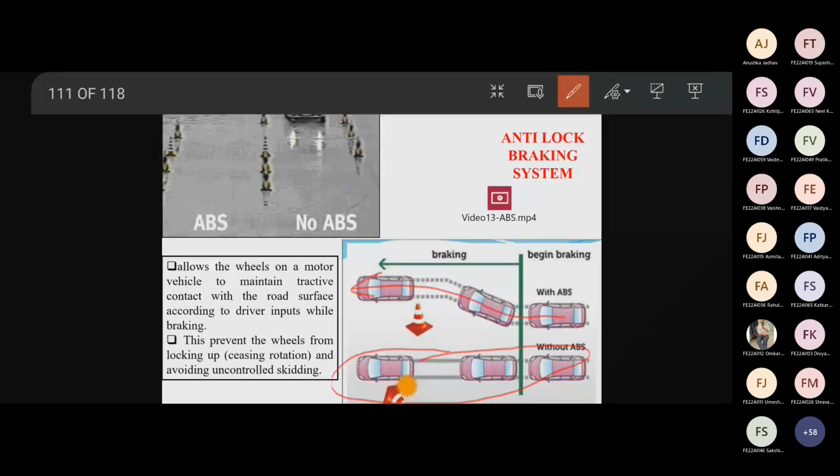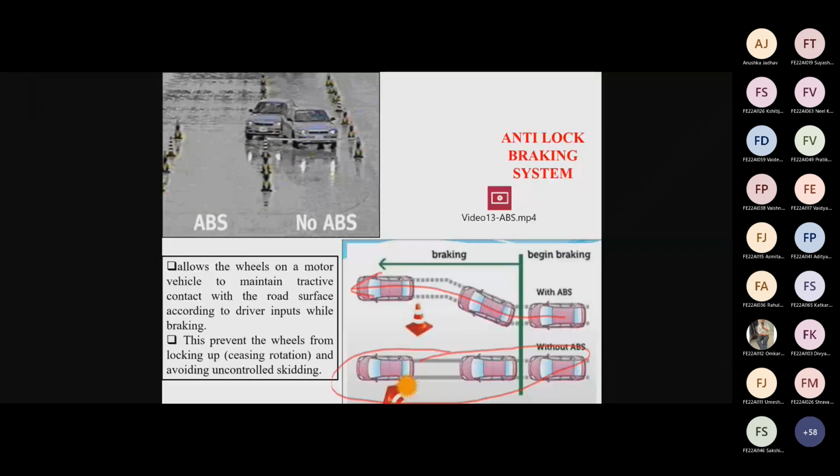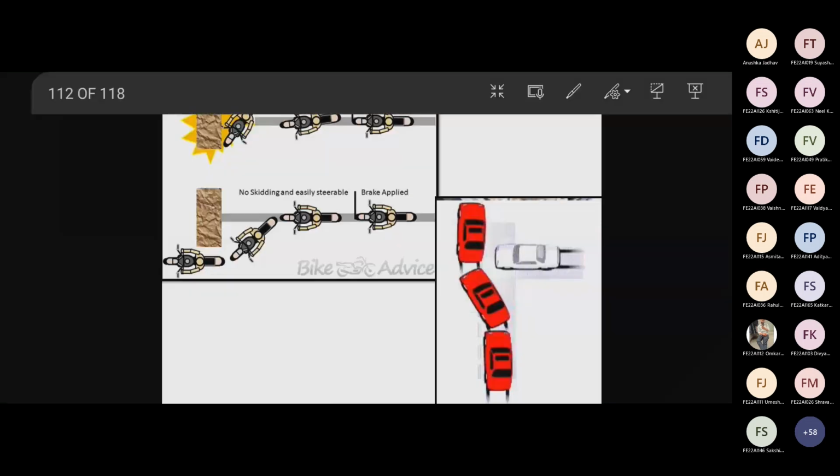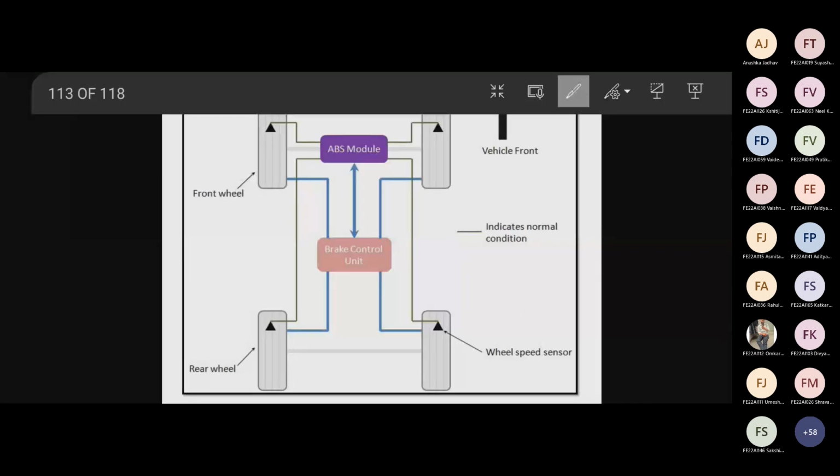Now how it is working, you can see here, without ABS and with ABS. Now what is happening in the anti-lock braking system? This is the hydraulic brake system. All these are the wheels, right? These are the brakes, right?